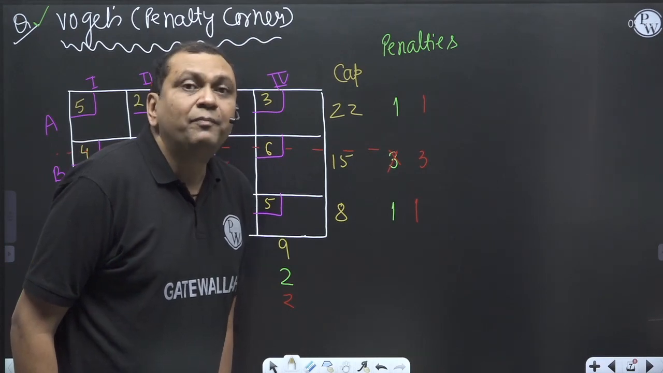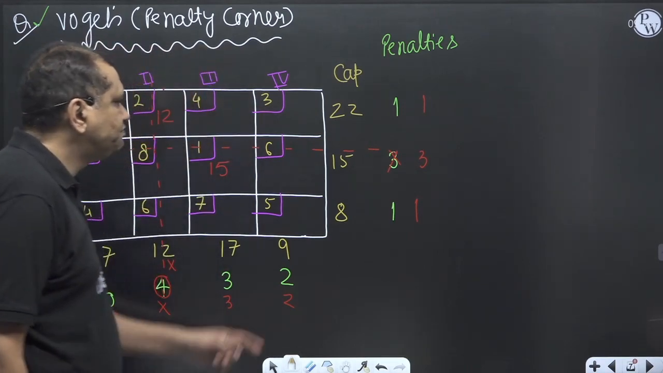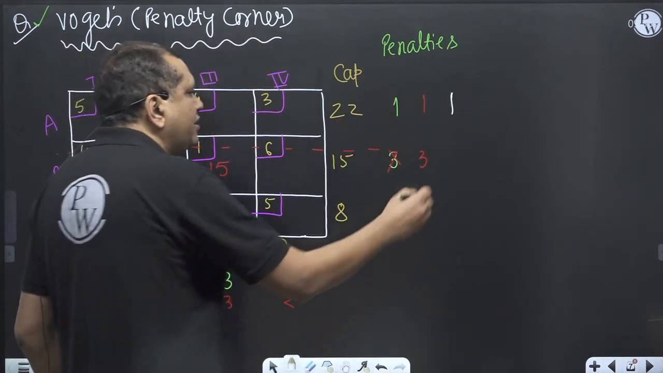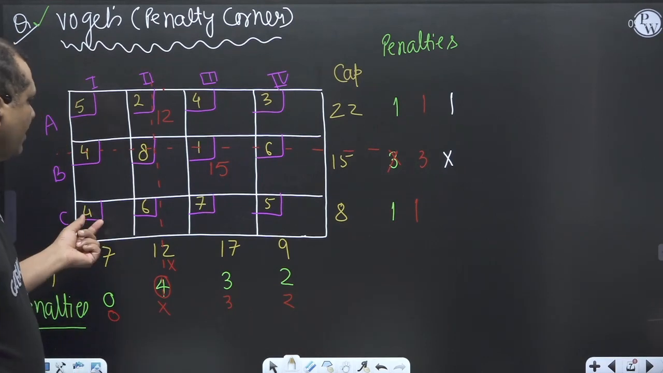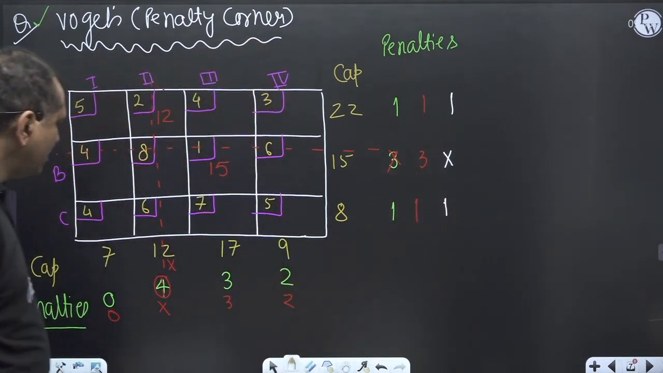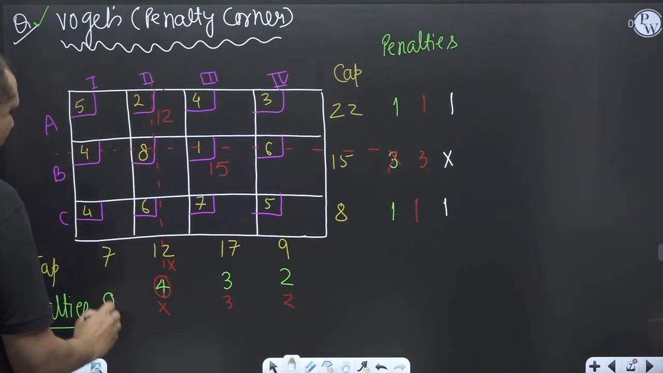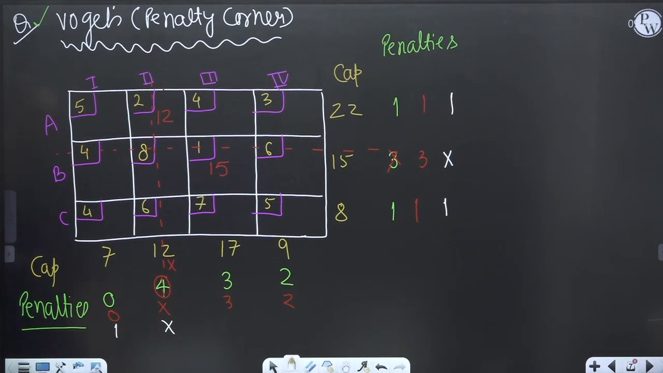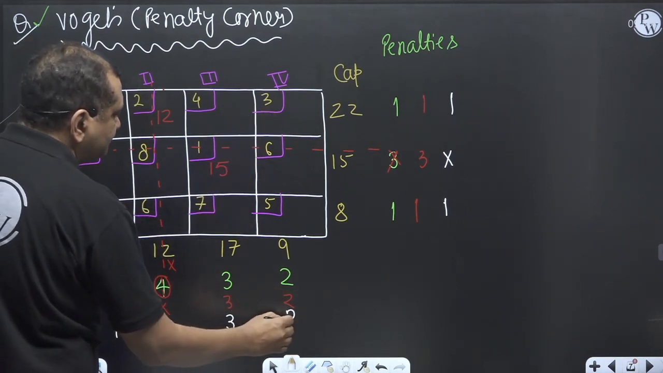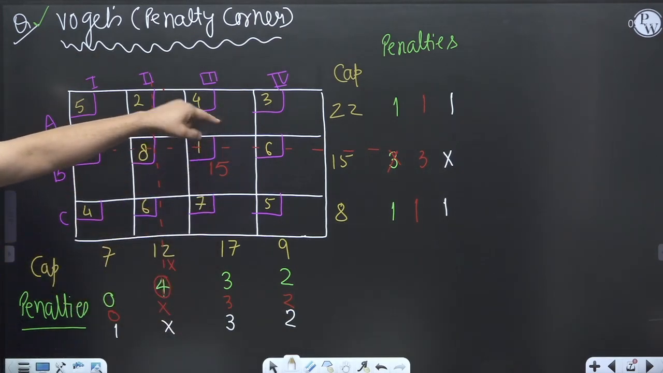Calculate the penalties again. 3 and 4 is 1. No penalty because this row is cancelled. 4 and 5, penalty is 1. Come to columns. Now this is cancelled. So 4 and 5, 1. No penalty. 4 and 3. 3 and 5, 2. So the maximum penalty is here and the minimum transportation cost is 4.